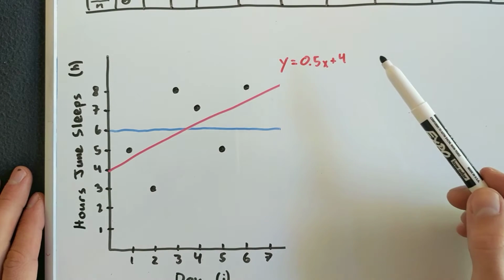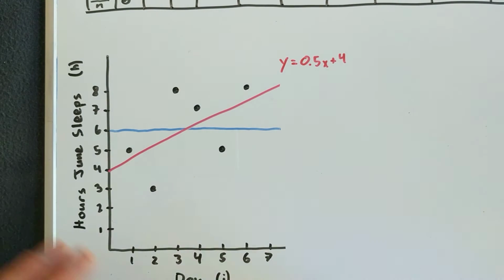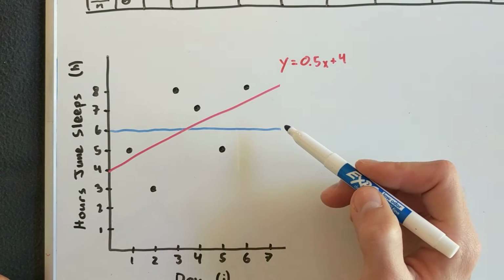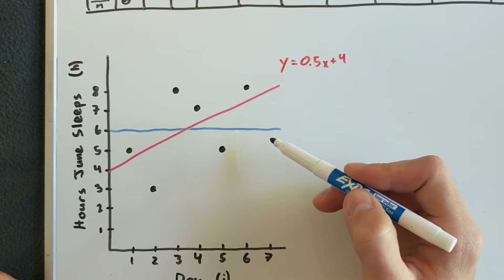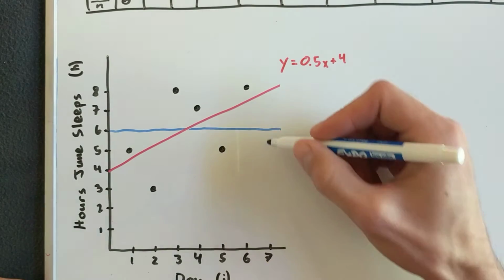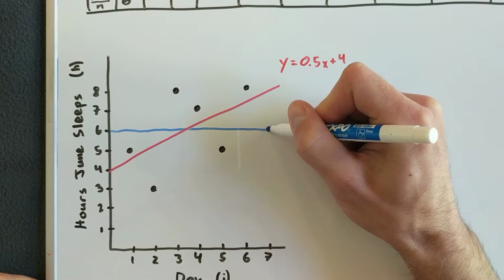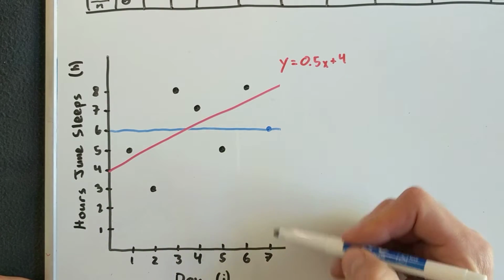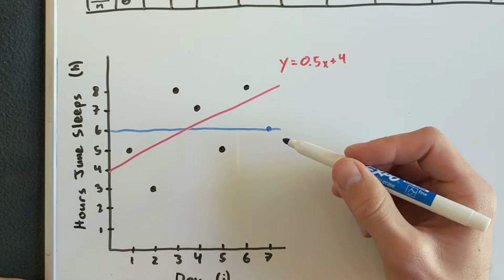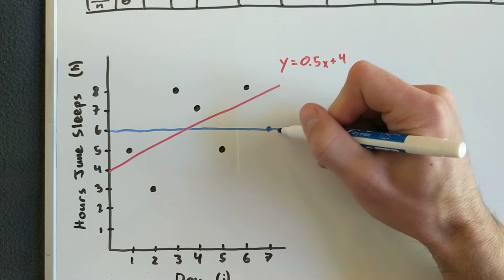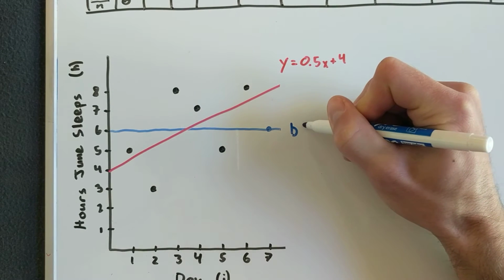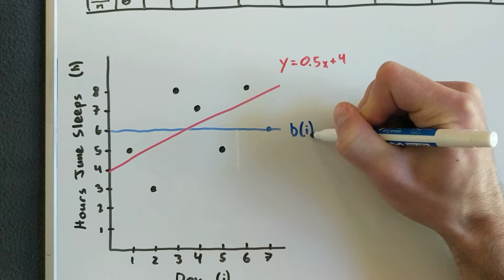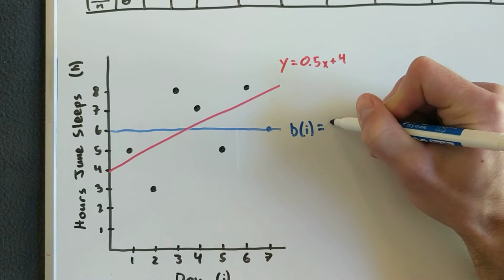And now our task is to use these two different lines to predict how many hours June is going to sleep on day 7. So for the first blue line, we know that it's always 6. And we can go ahead and write an equation for this blue line. I'll call it B. So B of I is going to equal 6.